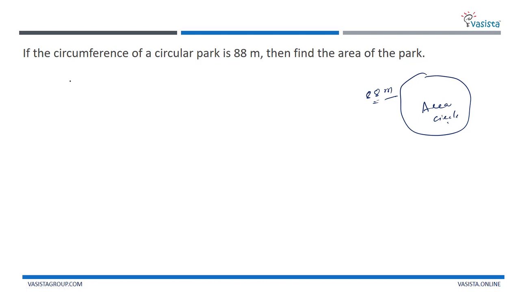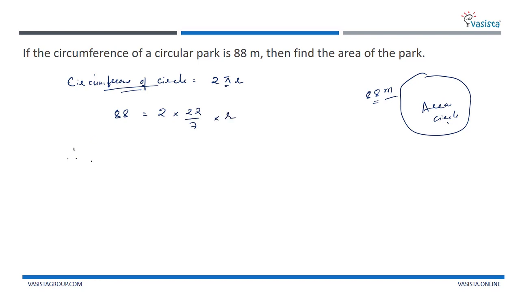Right, we know that the circumference of a circle is equal to 2 pi r. So they have given the circumference, right? Circumference is 88. So 88 is equal to 2, and we know the value of pi, that is nothing but 22 by 7, into r.